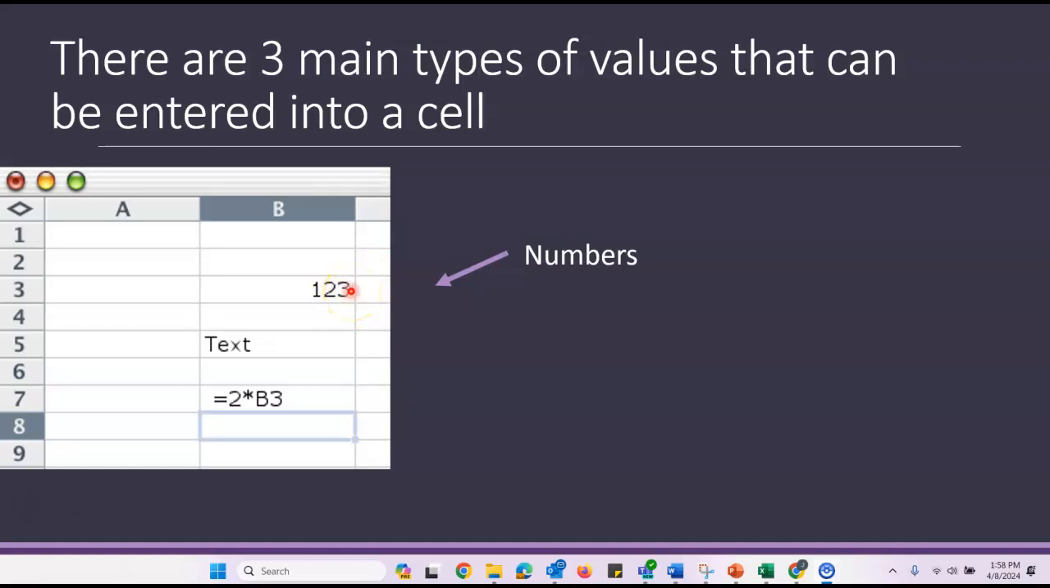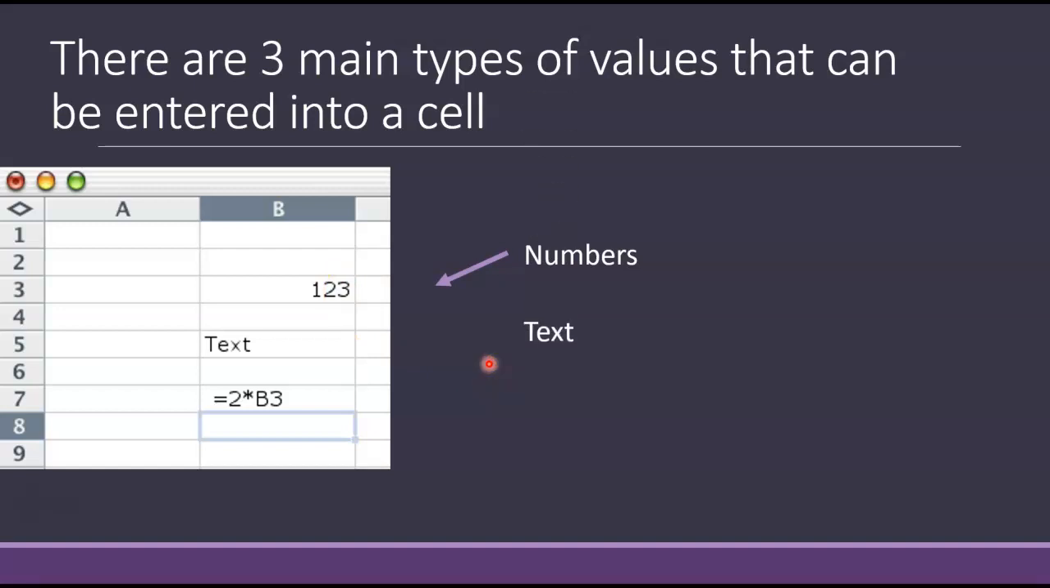We also can enter text. And so text is going to be from the left-hand side of the cell. Just like if we were reading a book, we read from left to right. So text enters from left to right. And lastly, we have formulas. Formulas are our calculations. They will always start with an equal sign.